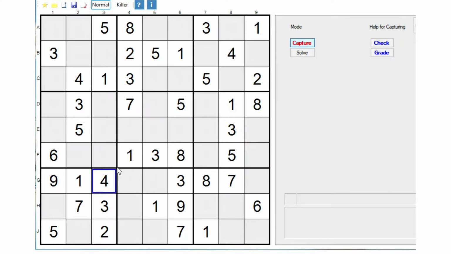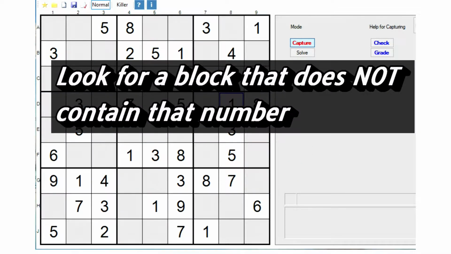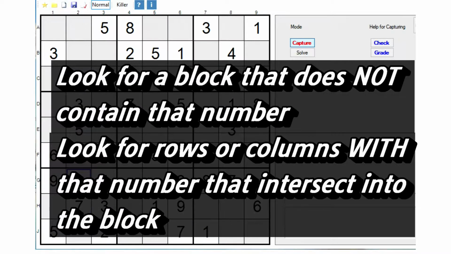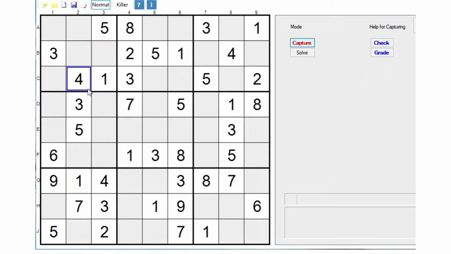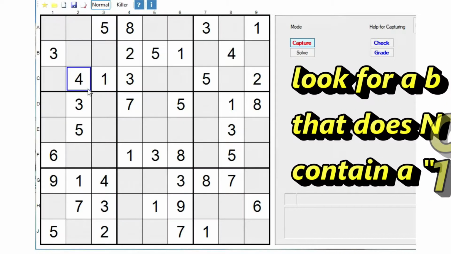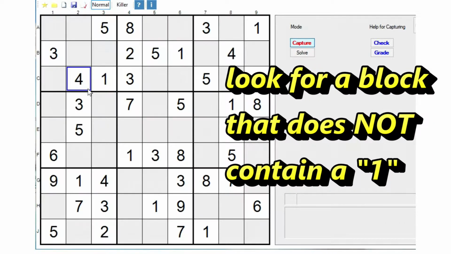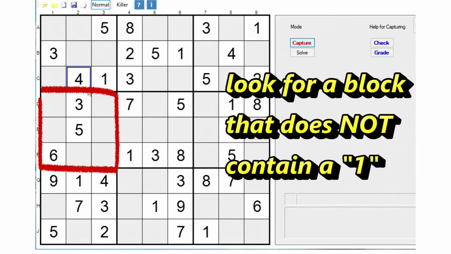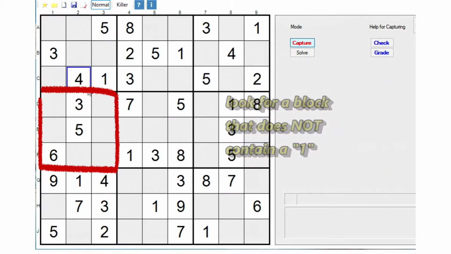What you do is, starting with the number 1, look for blocks that don't have that number. And then look to the rows and columns that do have that number, and see how they intersect in the block to eliminate cells. So let's start with the number 1 and look for blocks that don't have the number 1 in them. We see here only this block, block 4.